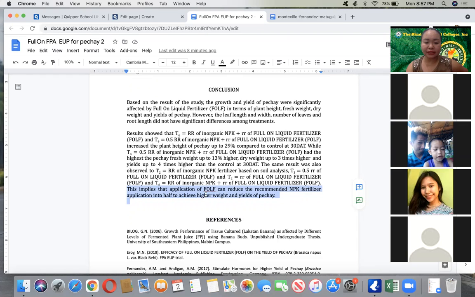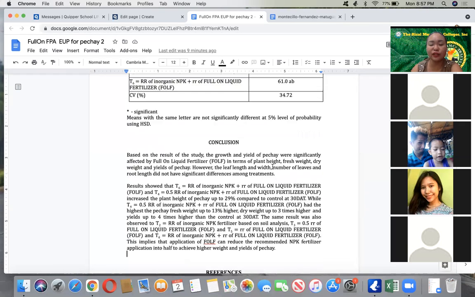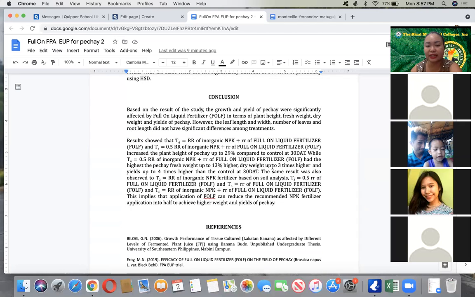So this implies that application of FOLF can reduce the recommended rate of NPK fertilizer, since T4 is half, and then application at half achieves higher weight and yields of petchay. So that is your conclusion. You will not say this. The difference of the conclusion from the discussion is that it no longer has supporting explanation of the functions of what is in FOLF, or the previous studies conducted before.